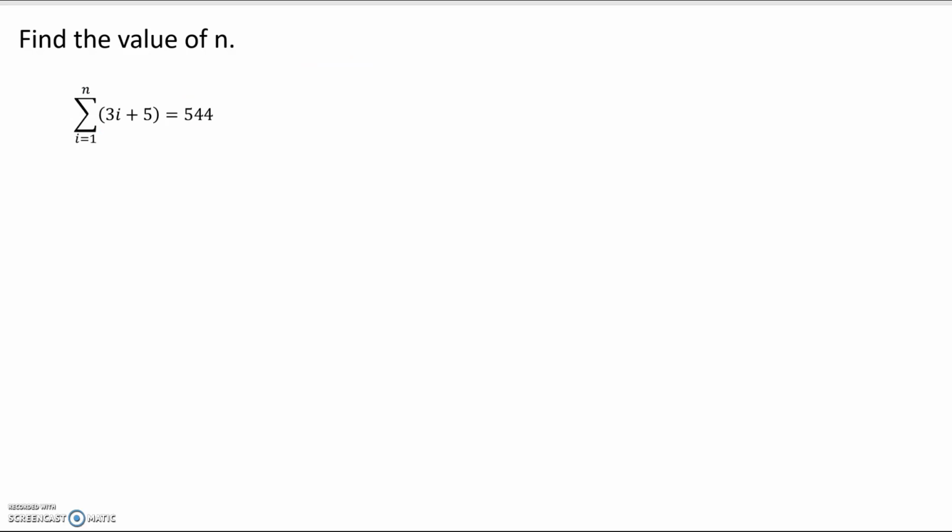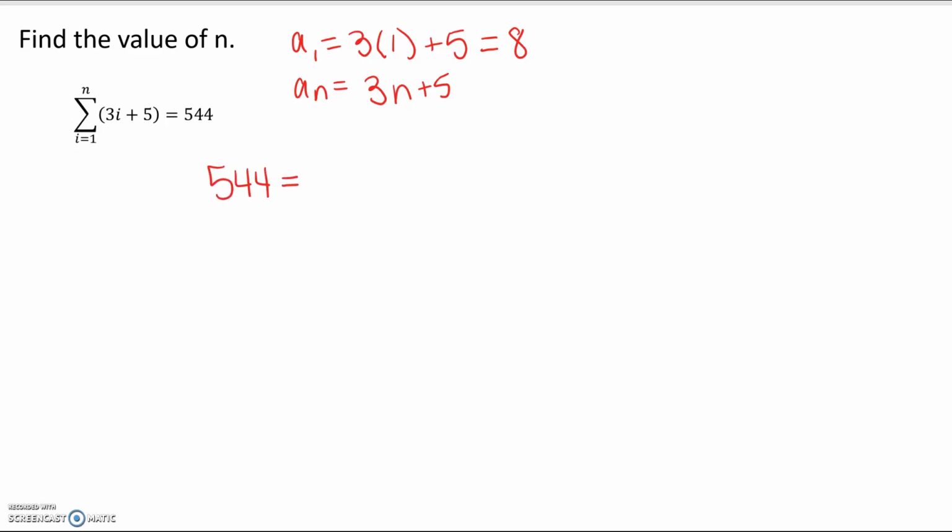Okay, we're going to do one more of those. So again, I'm going to start by trying to find my first term and my nth term. So my first term, I'm taking 3 times 1 plus 5. So I get my first term is 8. I don't know what my nth term is, so I'm just plugging in that n value there. And then I'm going to plug everything in to that formula.